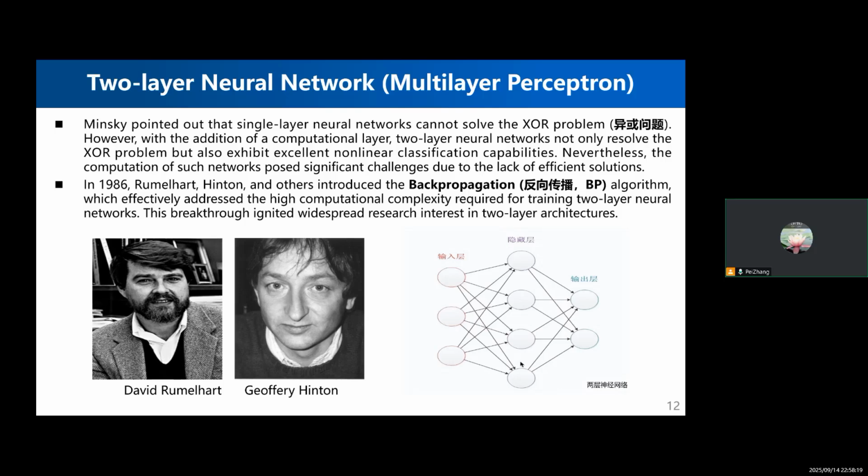In 1986, Rumelhart, Hinton, and others introduced the backpropagation algorithm, which effectively addressed the high computational complexity required for training two-layer neural networks. This breakthrough ignited widespread research interest in two-layer architectures.